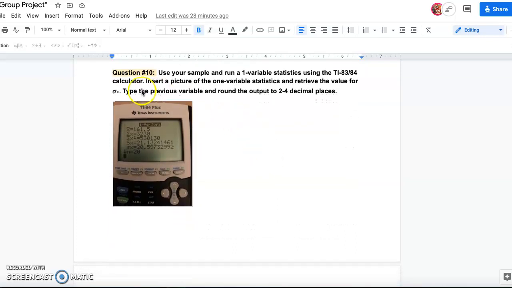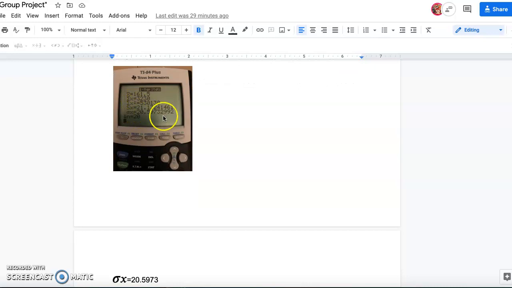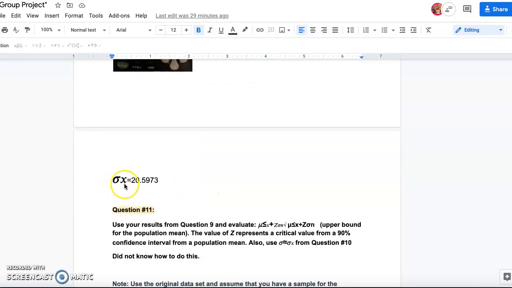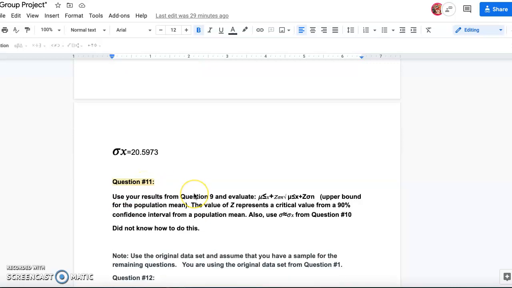And for question 10, it asks us to use our calculator to insert the one variable stats of the output to 2.2 to 4 decimal places. As you can see, it's right there. It's 20.5973.